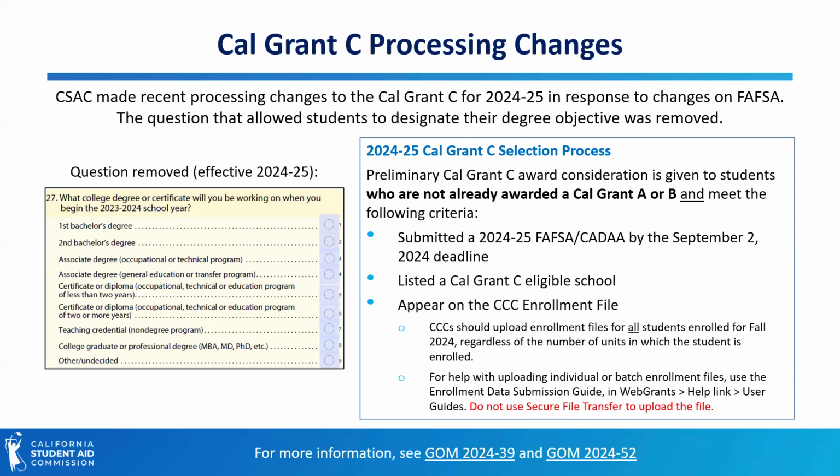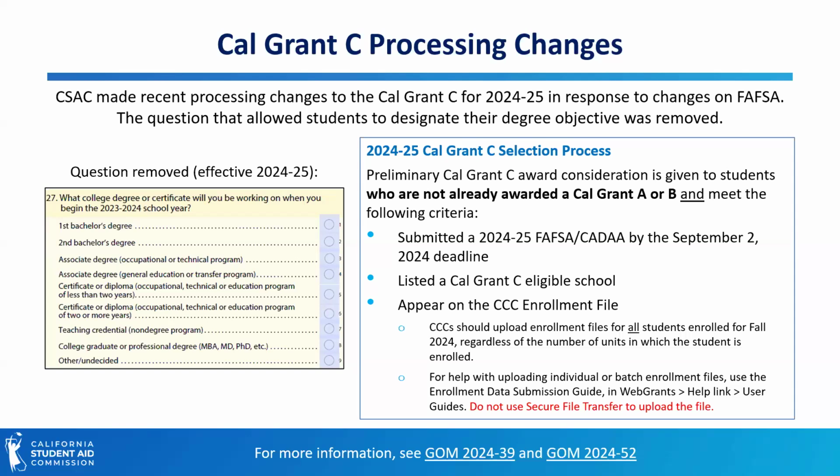And so in response to changes on the 24-25 FAFSA, we have made processing changes to the Cal Grant C program. The question that allowed students to designate their degree objective was removed. Previously, prior to 24-25, the FAFSA and the CADA asked the student what college degree or certificate they would be working on when they began the school year. We used responses to this question to determine who could receive a preliminary Cal Grant C award. But because this question was removed, we had to change the selection process.